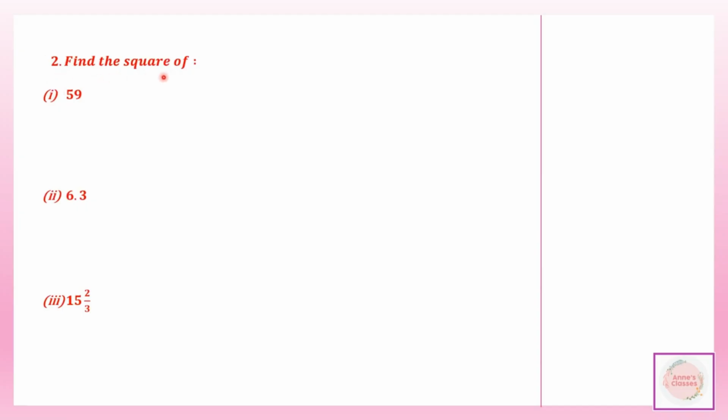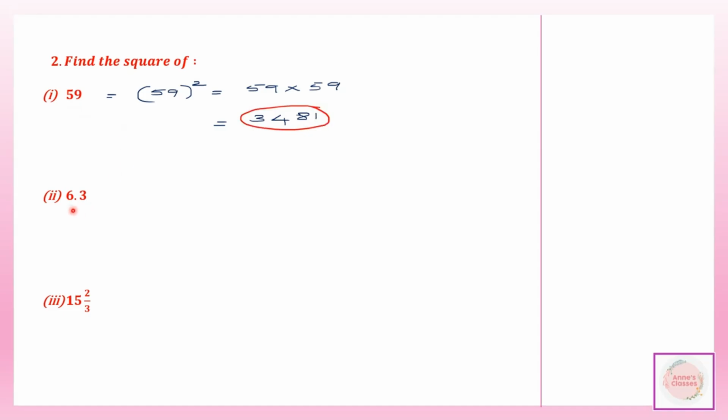Question 2. Find the square of. So how do we find the square of any number? By multiplying that number by itself. So if I have to find the square of 59, I write it this way, 59 and square. That is 59 into 59. So I have to multiply these two, and the answer that I get is the square of 59. And when you multiply both, you will see that the answer is 3481. So this is the square of 59.